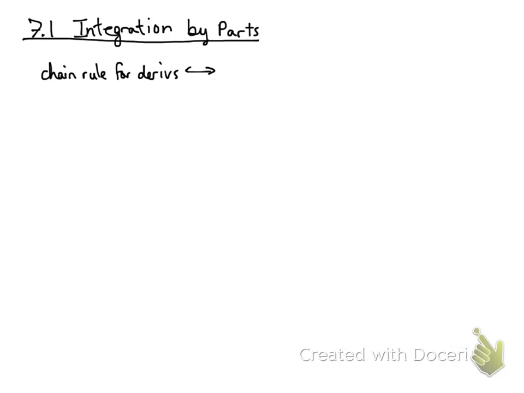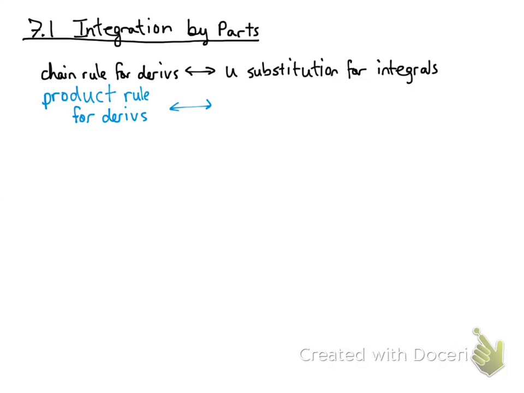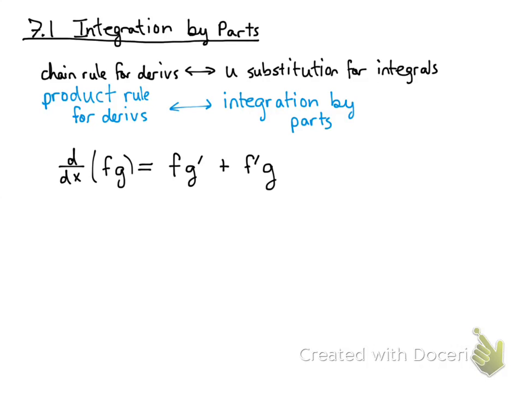Just like the chain rule for derivatives is what let us develop the U substitution method for doing some integrals, the product rule for derivatives is what's going to let us develop the integration by parts method for doing some integrals. So here's what I mean. Here's the product rule for derivatives, right? The derivative of a product is equal to fg prime plus f prime g, or however you like to say your product rule, but this is the statement of the product rule.